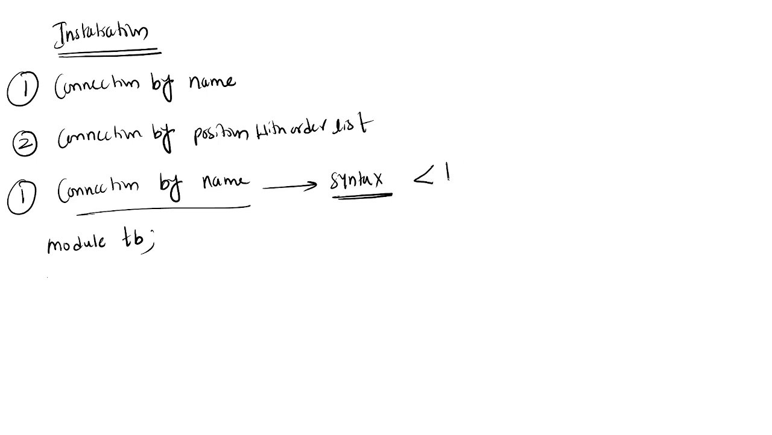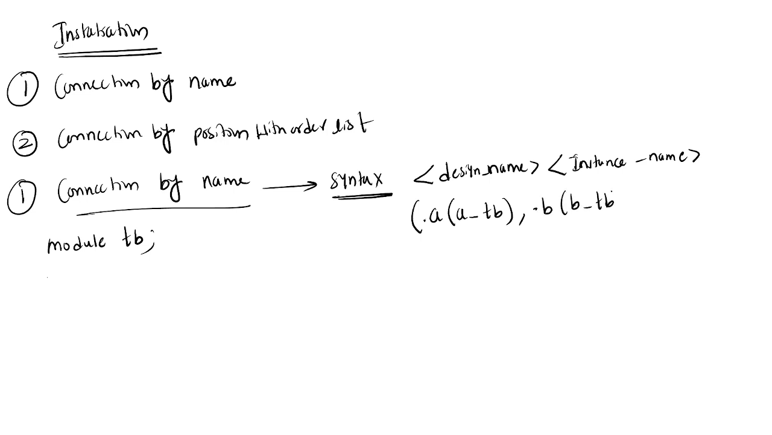Design name followed by instance name. Design name followed by instance name. So what is the design name? Dot a, and in bracket you will get a underscore tb. This is the test bench inputs, comma dot b, b underscore tb, comma dot y, y underscore tb. Like this you will get.